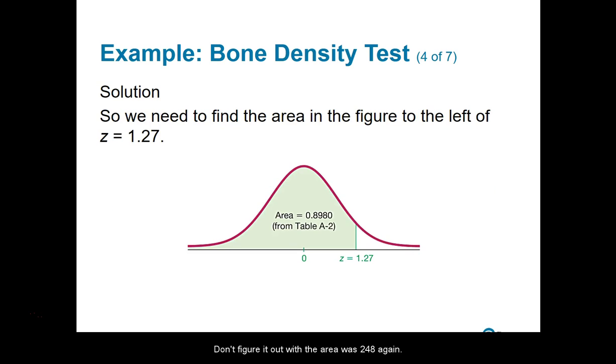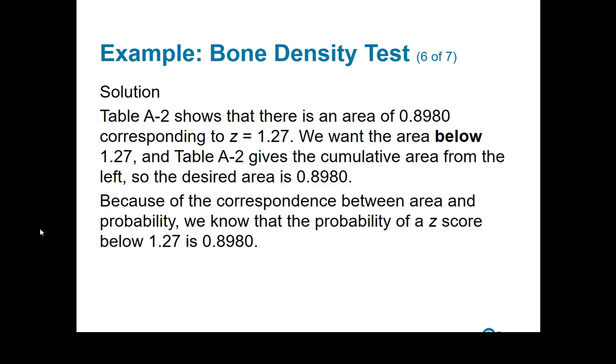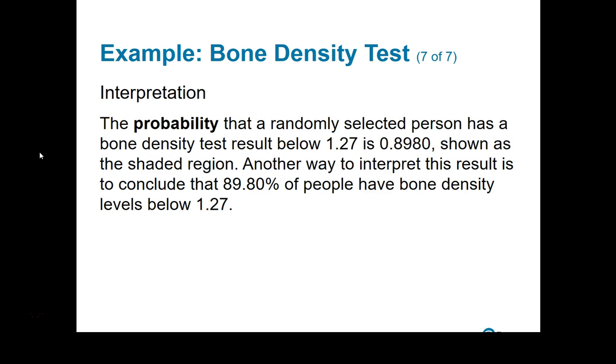Now, we figured out what the area was to the left, 0.8980. Again, multiply it by 100 to get our percentage. So that means 89.80% of the people will have a z-score below 1.27. 1.2 all the way over, 0.07 all the way down. And so that will give us exactly what we talked about, 0.27, 0.89. Okay.